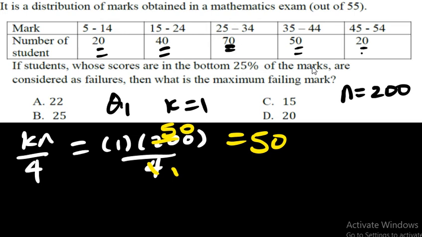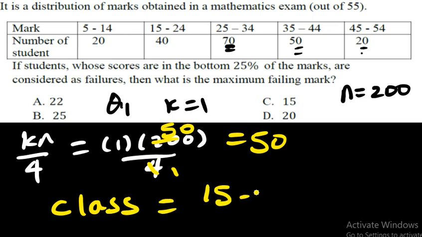So the first 20 is found in the first class, as you see. And after 20, the next 40 terms, because the sum of the two will be 60, so from 20 until 60, it's going to be in the second class. So where is the 50th term found? The 50th term is in the second class. So our class will be that from 15 to 24.